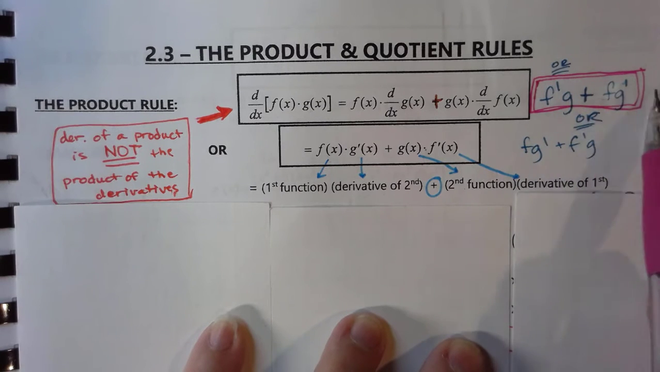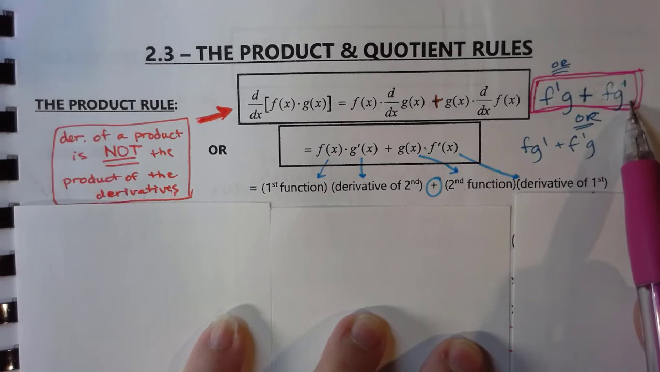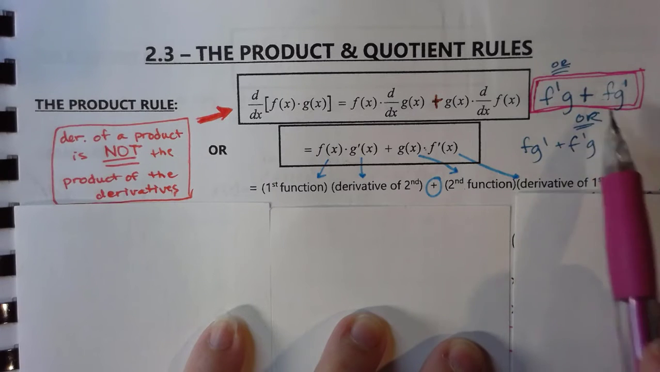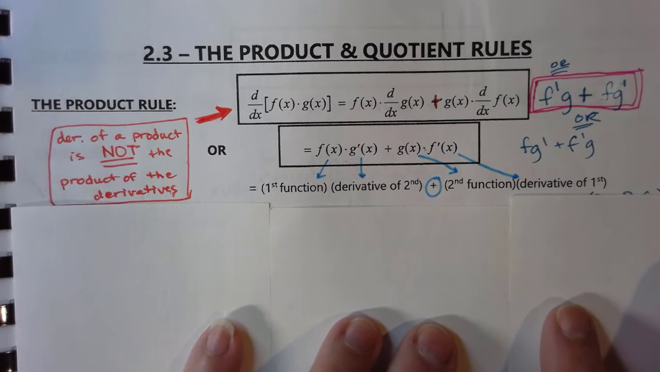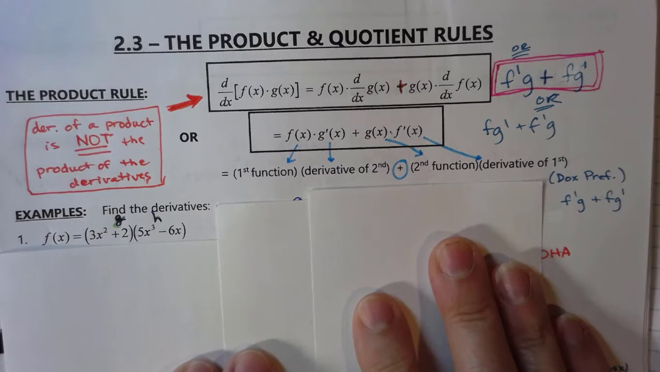There's a reason coming up that makes it nice to learn it in that order as opposed to fg prime plus f prime g, but either order is fine because it does not matter what order you're multiplying in. My preference is going to be this one here because of what's coming up. Now, a couple of examples.